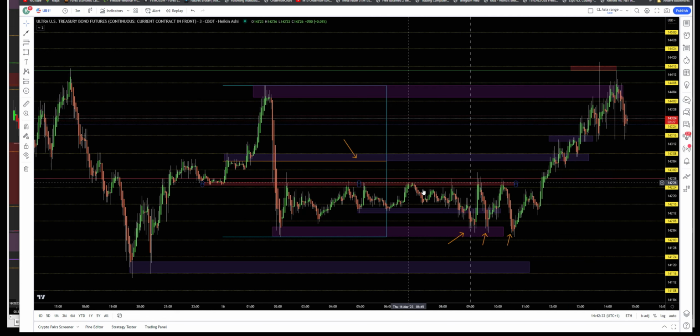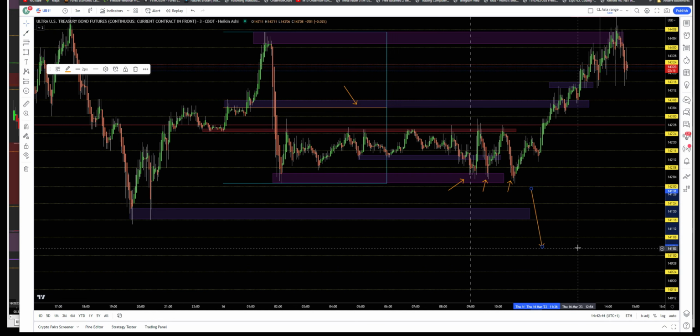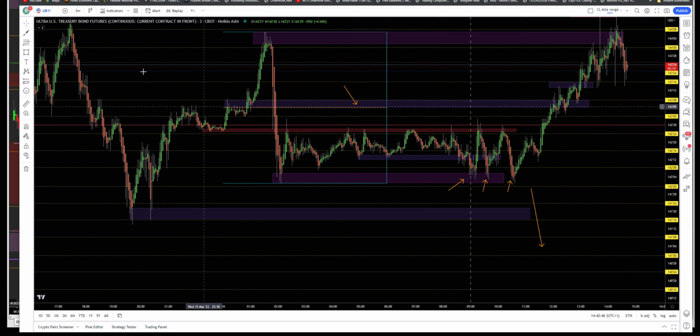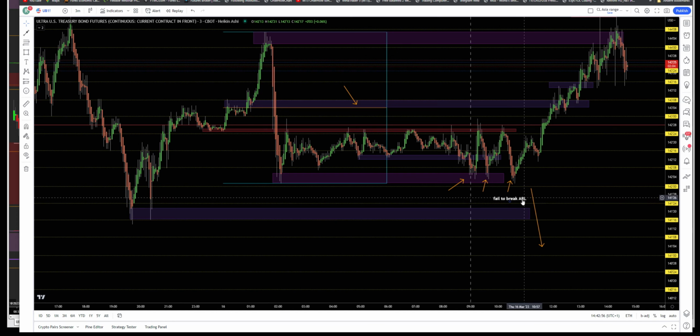So as long as we're looking for shorts, there's a high probability Asia range low will break and we can have some nice trending markets to the downside, but it did not. So it's very important to look at failure. This is how I call it, failure.